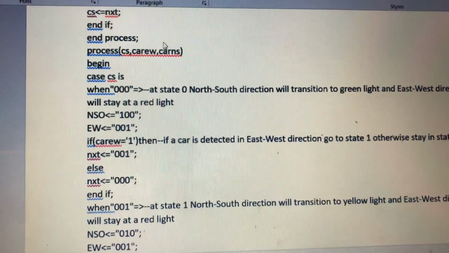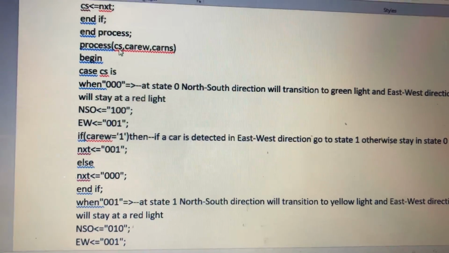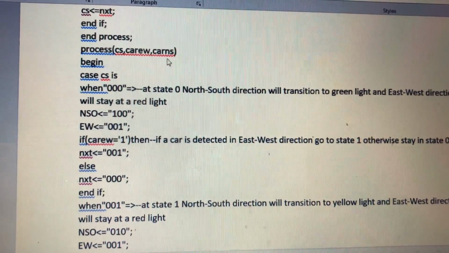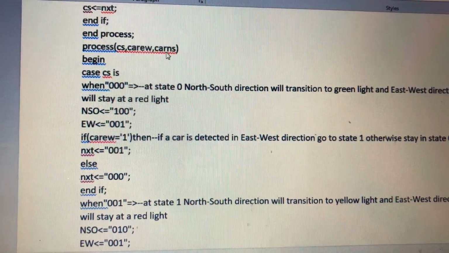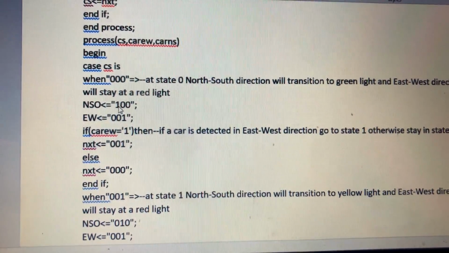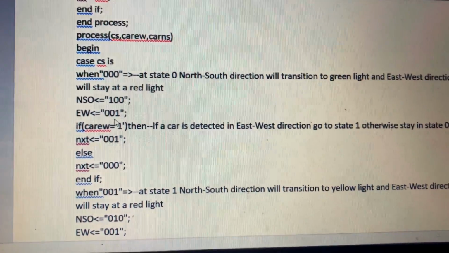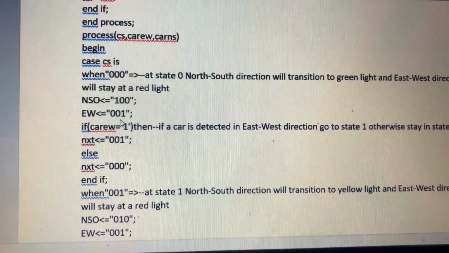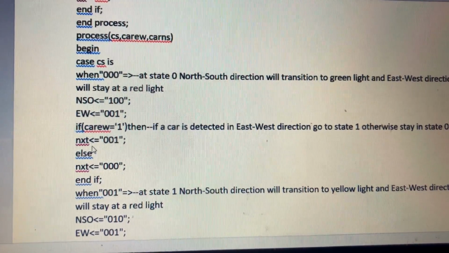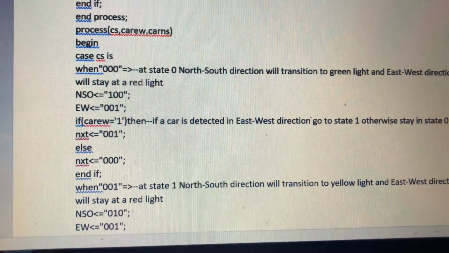So here in my process, similar to the first, I have my current state, my sensor for my east-west direction, and now I have my sensor for my north-south included. So then when I'm in state 0, my north-south will begin in a green light, and the east-west will remain red. If a car is detected in the east-west direction, then I'll go to the next state. Otherwise, north-south will remain at a green light.